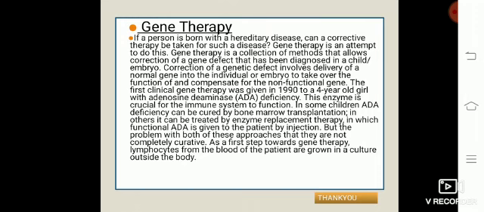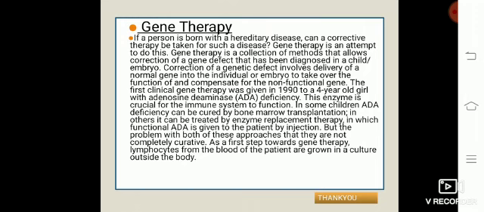In some children, ADA deficiency can be treated by bone marrow transplantation, but that keeps you healthy for only a few days. However, in others it can be treated by enzyme replacement therapy. What is enzyme replacement therapy? We have to replace the enzyme, but how? In this, functional ADA is given to the patient by injection.